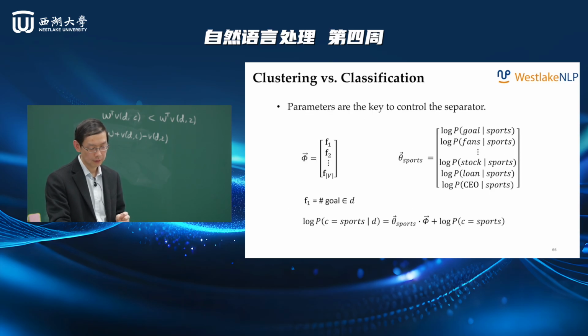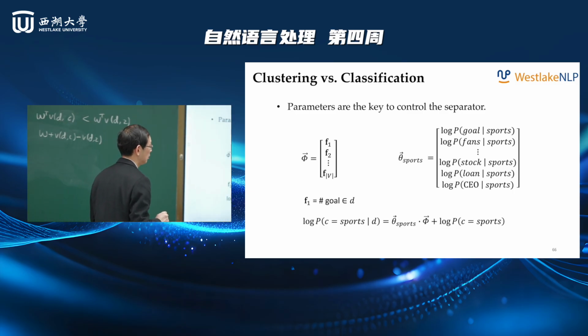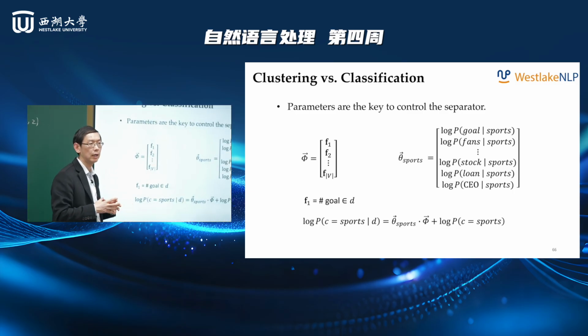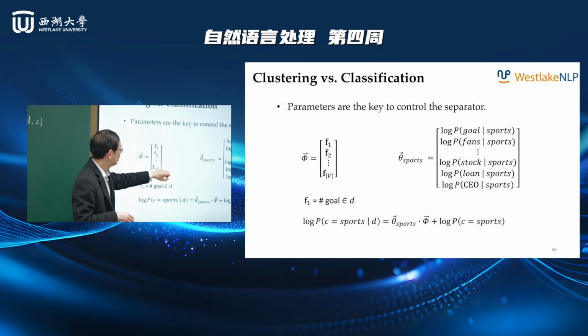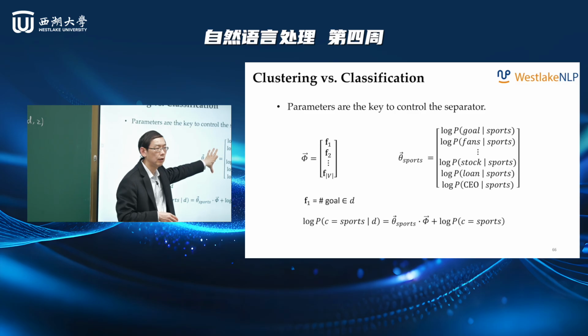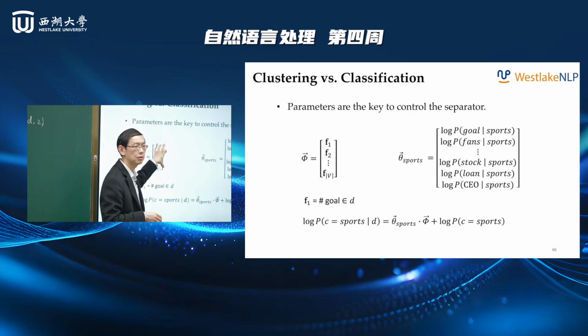So the first thing, let's look at the naive Bayes again, okay? It's a linear model. It's very similar to perceptron and SVM. So basically, you have a document representation, you have a model parameter vector. You make the dot product, right? So this is exactly the same as perceptron for binary classification.